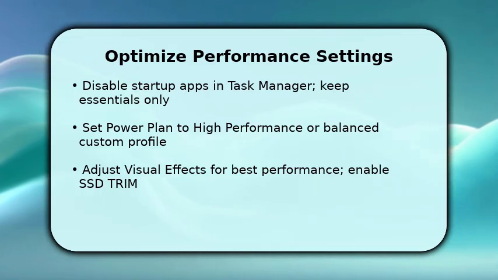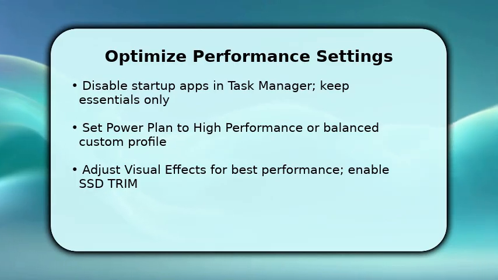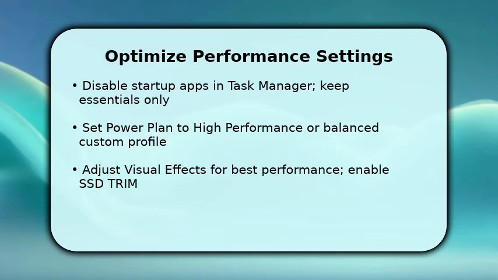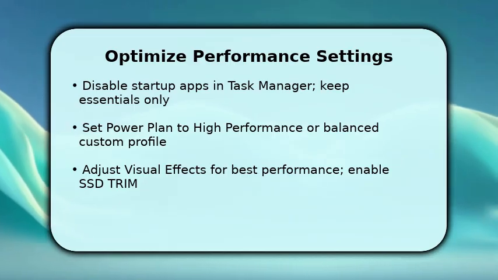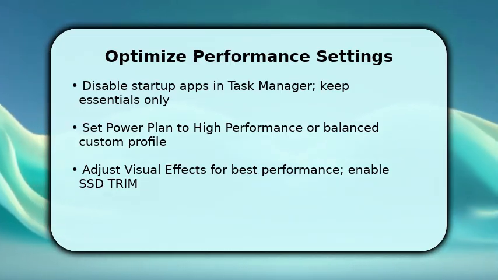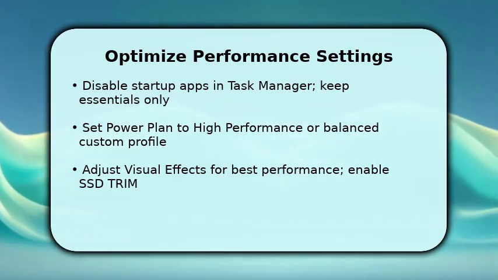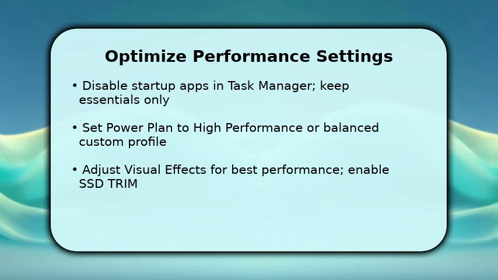Next, change the power plan to High Performance or craft a balanced profile that avoids CPU throttling. Then open System Properties, adjust visual effects for best performance to reduce graphical overhead, and ensure SSD TRIM is enabled. This preserves write speed on solid-state drives and prevents gradual slowdowns over time.